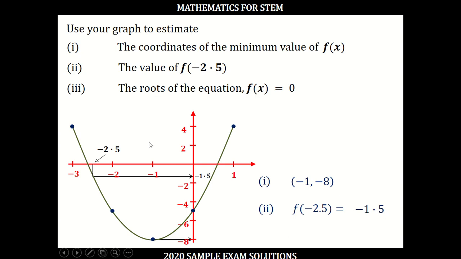The roots of the equation are where the graph crosses the x-axis. So it crosses it here and here. So that's about minus 2.6, and that's about 0.6. So there's the roots.